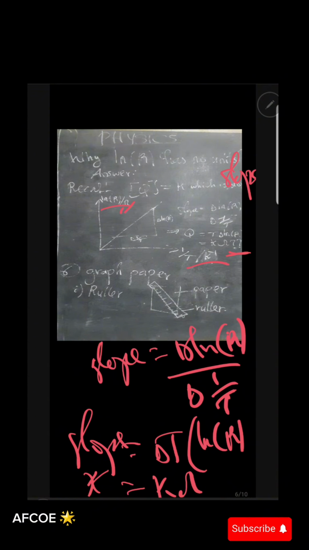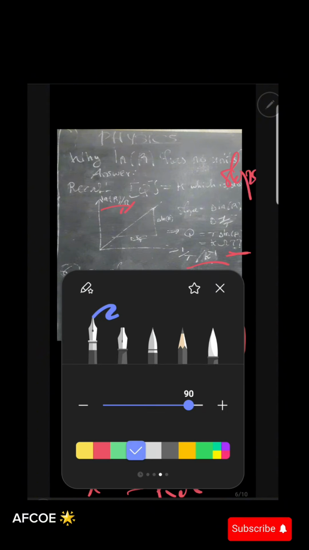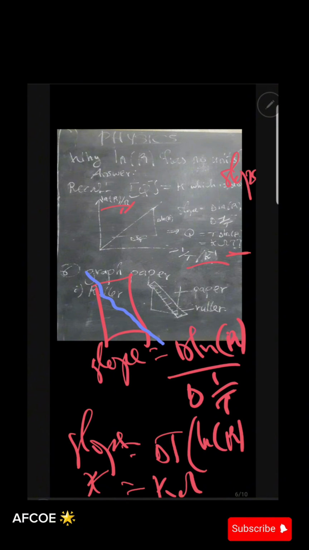So you need a ruler that you place like this. This is your graph paper. You place the ruler like this and make sure it goes across. It should start maybe from here to here, and then that is a good ruler to continue.